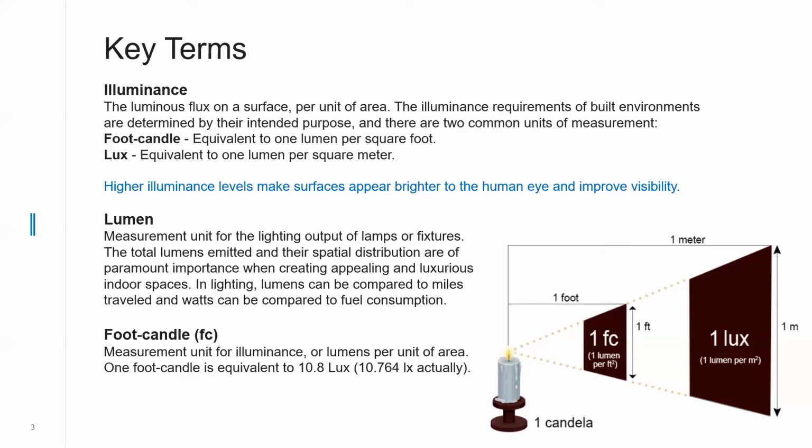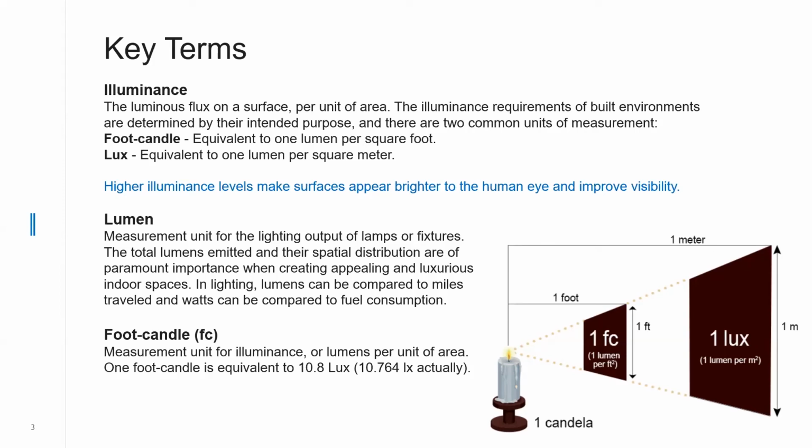So if it's a hallway, we might be measuring at the floor. If it's an office, we'll measure at the desk. Either way, illuminance is expressed in two different metrics. One is the foot candle, and the foot candle is defined as the light emitted from one candle or one candela that travels 1 foot and hits a surface area that is 1 foot square. So that is the total lumen, the light that you would get in a lumen.